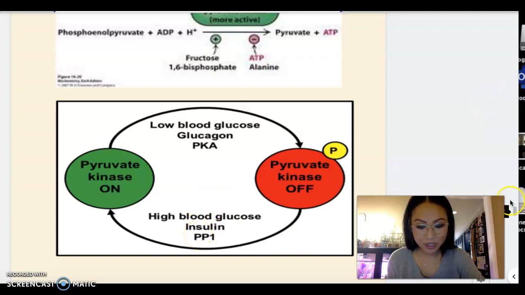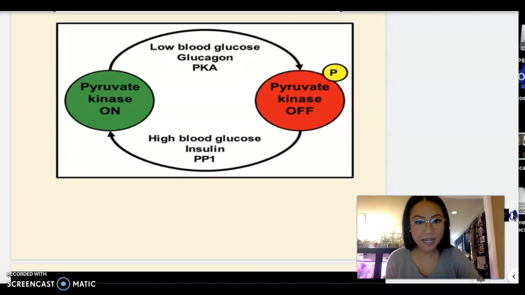Covalent modification is a slower process because it changes the protein structure. Pyruvate kinase is deactivated when protein kinase A attaches a phosphate to it through a process called phosphorylation. High levels of insulin, on the other hand, activate phosphoprotein phosphatase 1 and increase the action of pyruvate kinase.